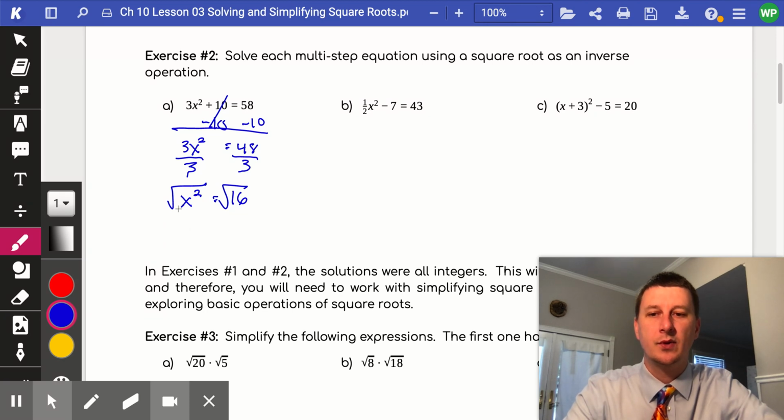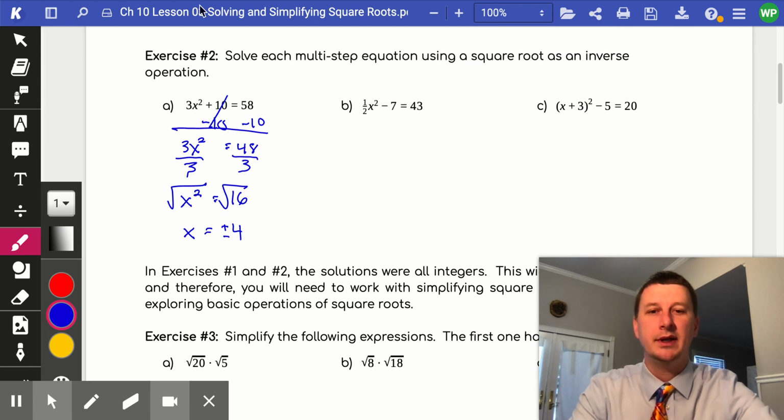And the square root undoes the square, so we are going to be left with x is equal to, and the square root of 16 is 4. But not only 4, there's also negative 4. So we need to represent that by writing x equals plus or minus 4, positive or negative 4.